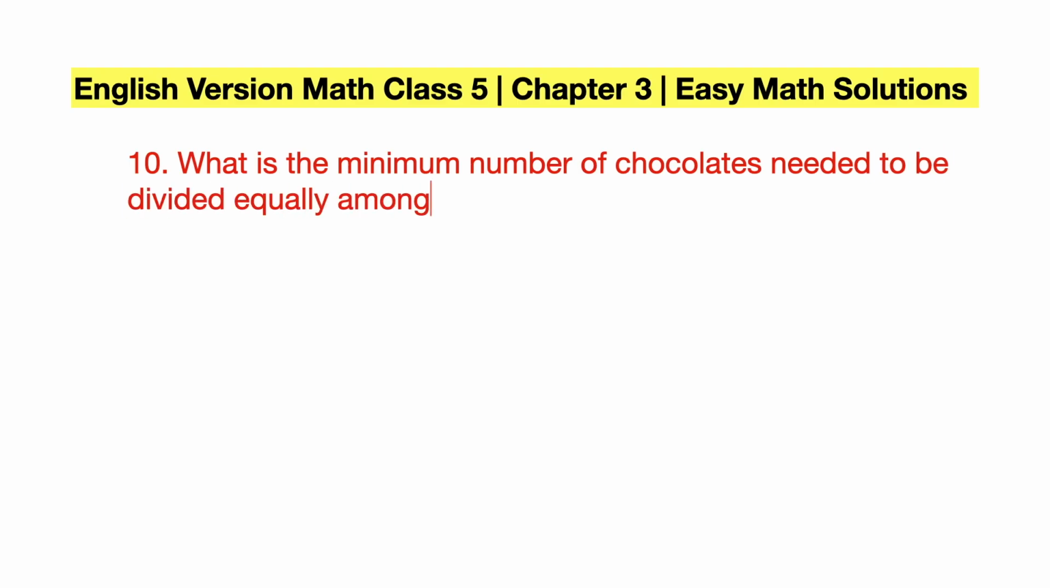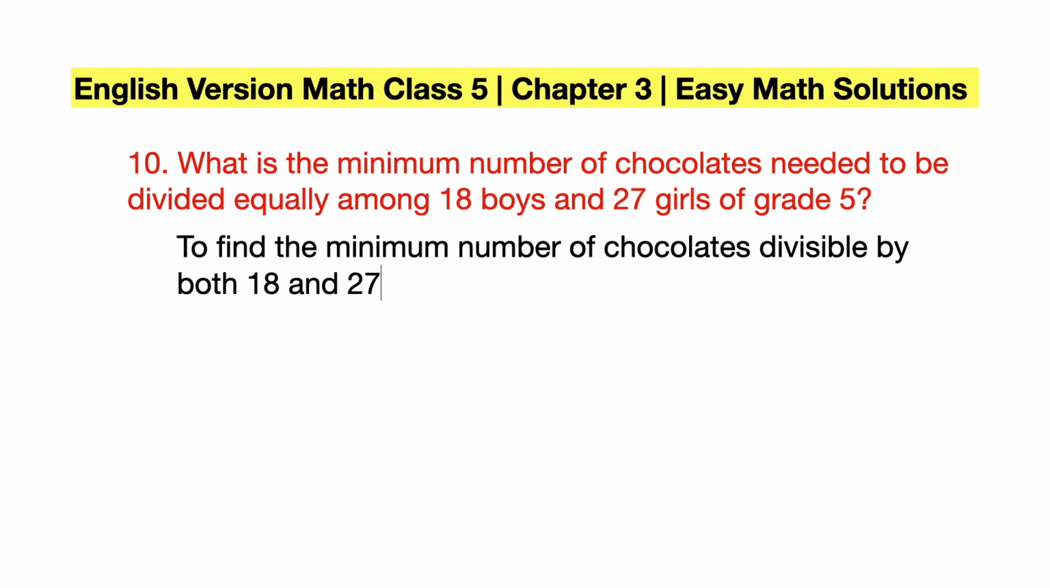What is the maximum number of chocolates needed to be divided equally among 18 boys and 27 girls to get grade 5? Means how many chocolates you need to divide among the 18 boys and 27 girls. Grade 5, your friends, you can divide it. So find the maximum number of chocolates divided among 18 boys and 27 girls by LCM.